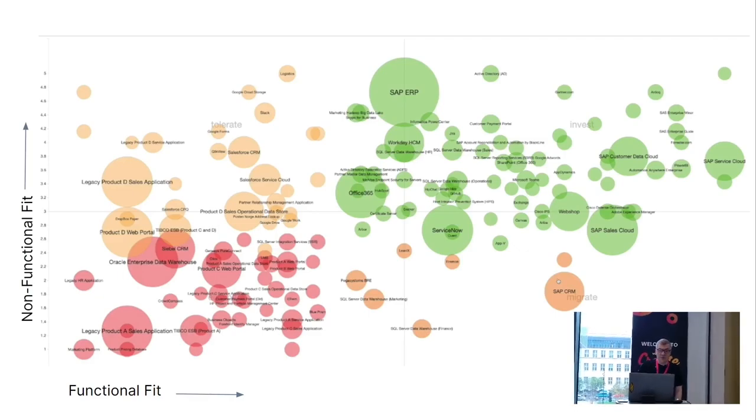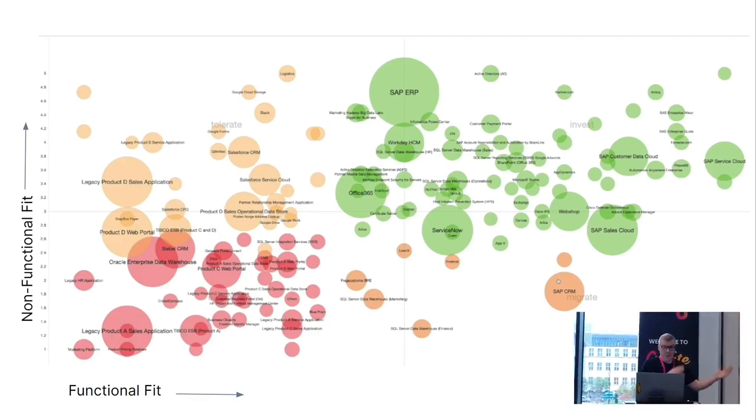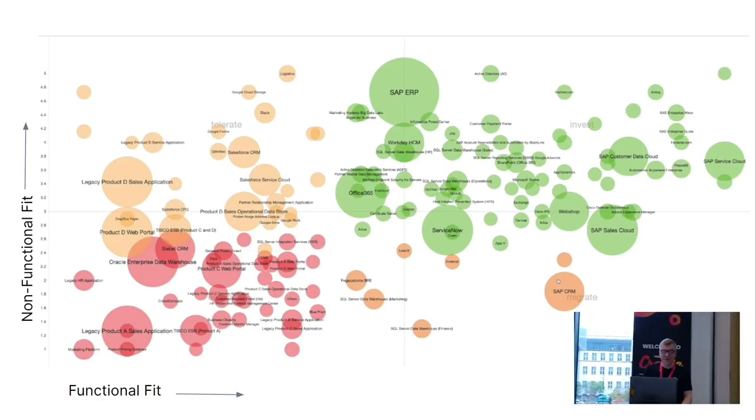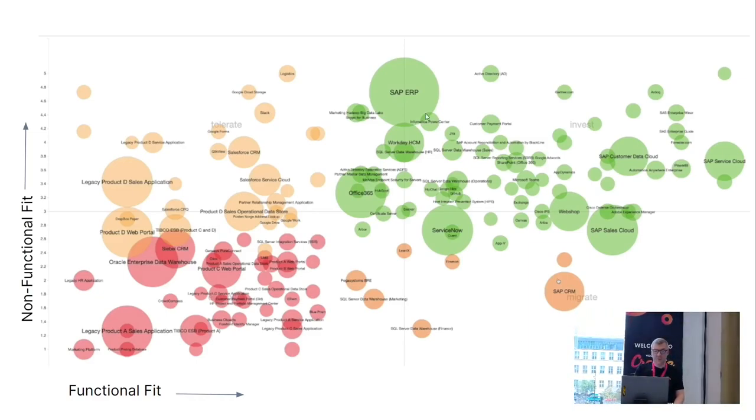At the same time, if we look at that side of the chart, then we'll see that there are also some, not many, but quite a few applications that are shown as not having a good functional fit. And these would be applications that might be written with the latest technology, but they're not actually fitting the business, and they might be slowing the business down from evolving. So that would also be very problematic.